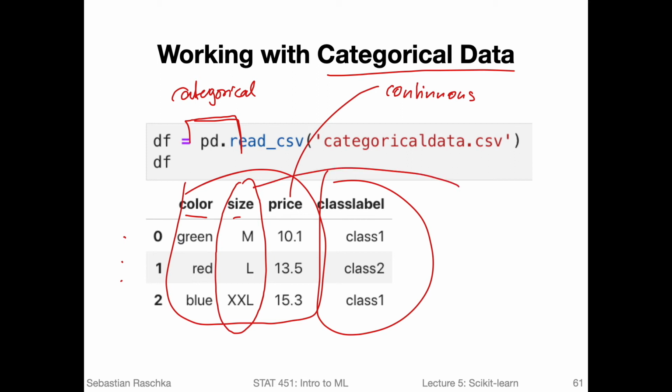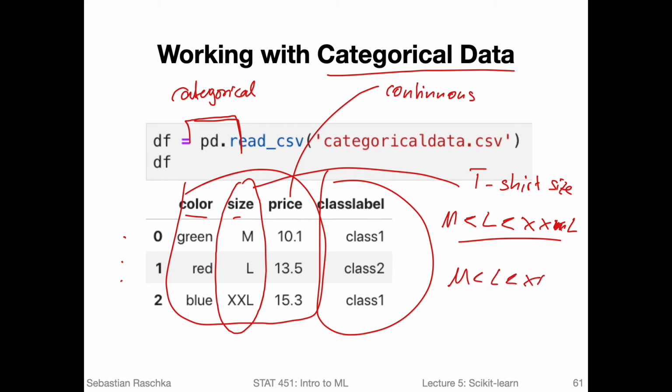Now let's just start with the size, and you can think of it as something like, I don't know, t-shirt size. If you have t-shirt sizes, these letters really just represent an order where you can say a t-shirt of size L is bigger than a t-shirt of size M, right? And similarly, a t-shirt of size XXL is bigger than a t-shirt of size L, right? So there's an order here. We have M smaller than L, smaller than XXL, and so forth. So this is a so-called ordinal variable.